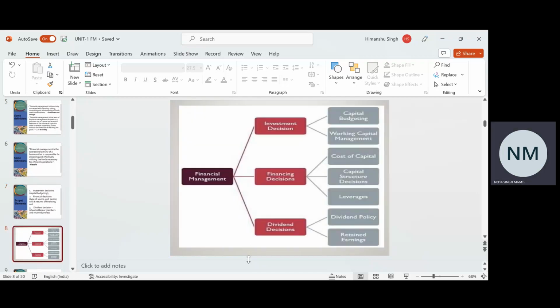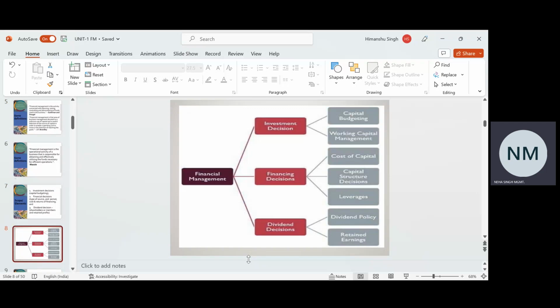Moving towards our next slides. So, in this flow chart, the whole meaning of financial management is covered. Like financial management. What do you mean by financial management? So, managing all the financial affairs of an organization with ease, right?